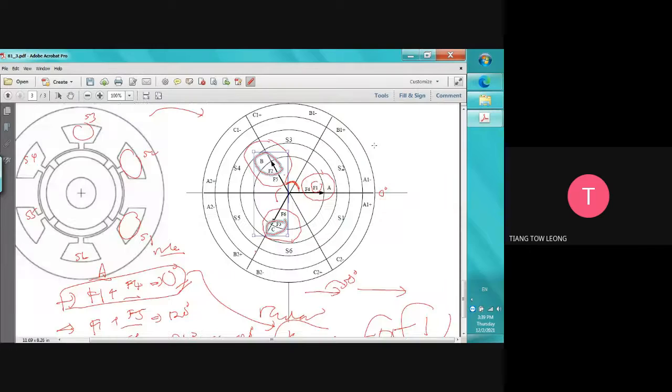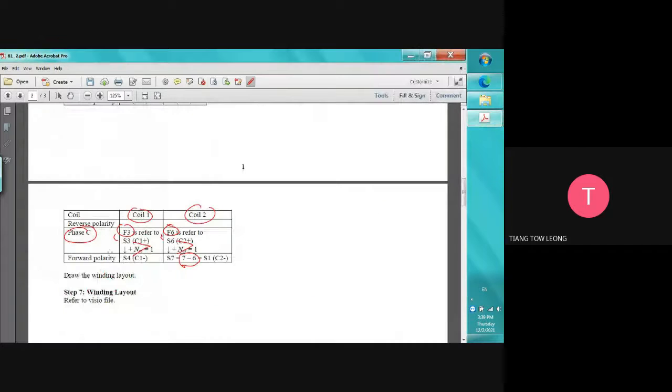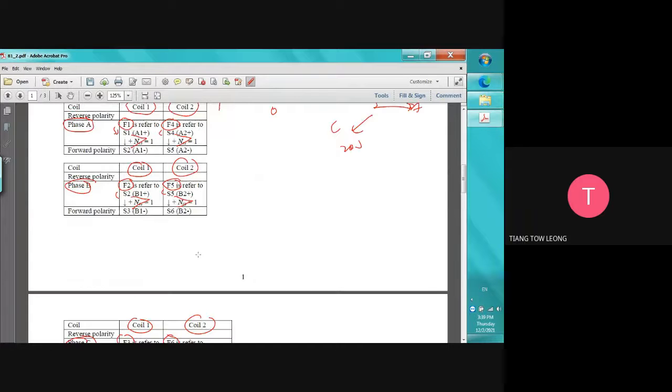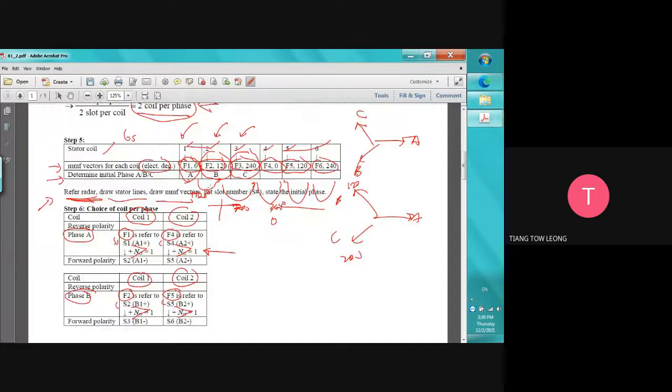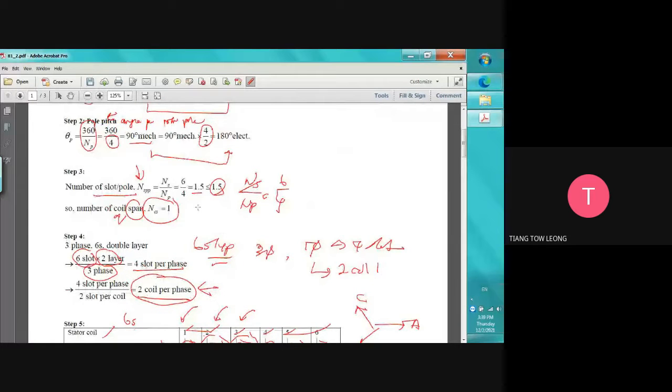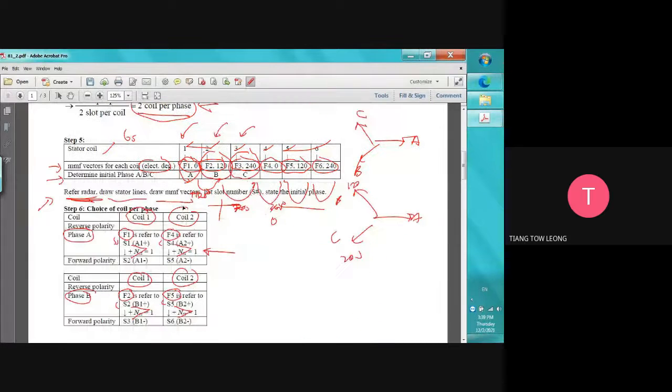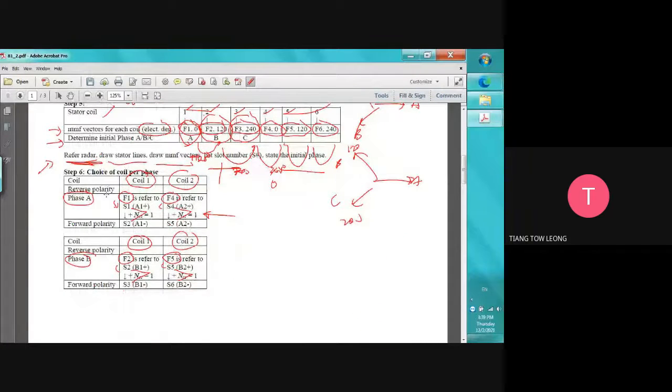Why? Because we have only 6 slots: 1, 2, 3, 4, 5, 6. So 7 minus 6 becomes 1. Then where should we get this value? NCS. NCS corresponds from here. Okay, then after that we name it A.